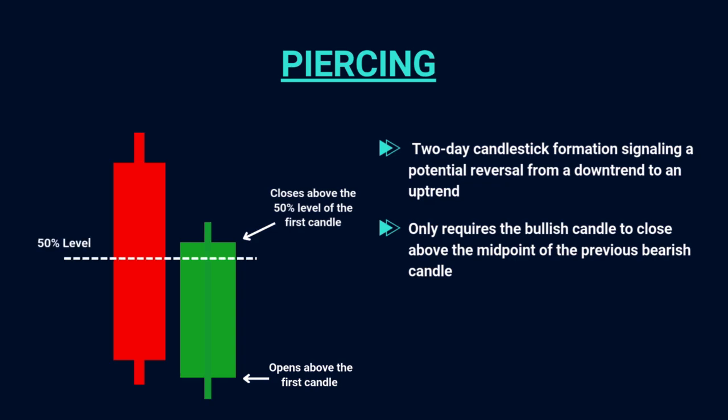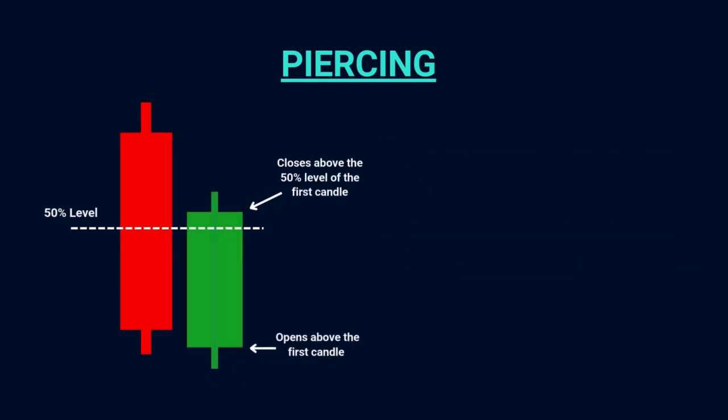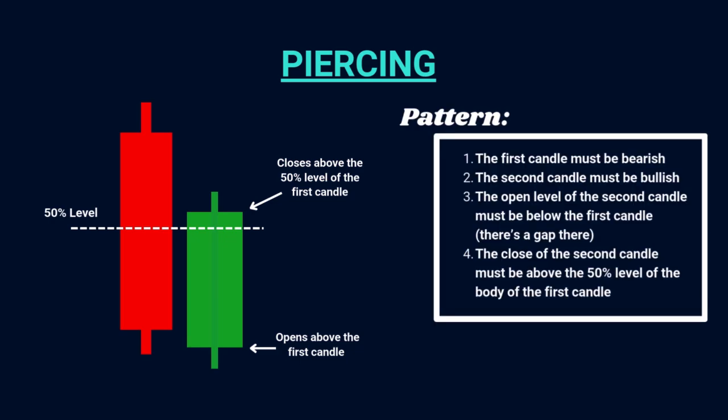This suggests weakening selling pressure and growing buyer interest, often indicating a short-term upward move. While the bullish engulfing pattern is stronger, fully overtaking the bearish candle, the piercing pattern only requires the bullish candle to close above the midpoint of the previous bearish candle. The piercing pattern and dark cloud cover visually mirror each other but signal opposite trends.